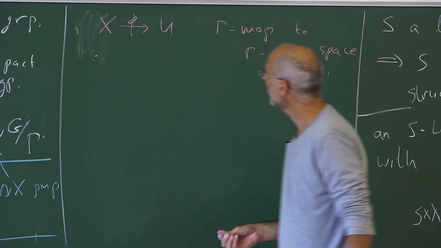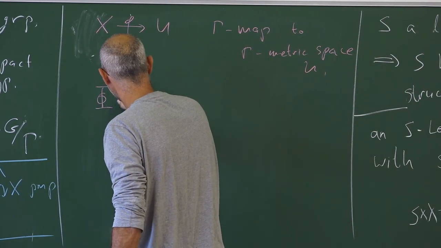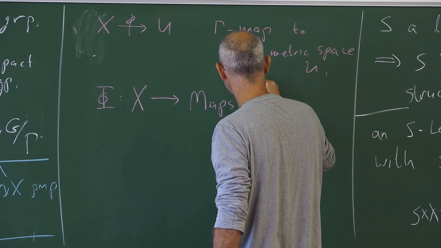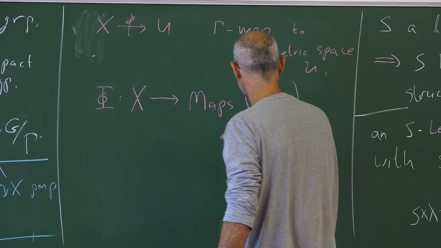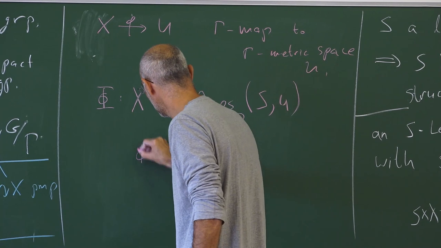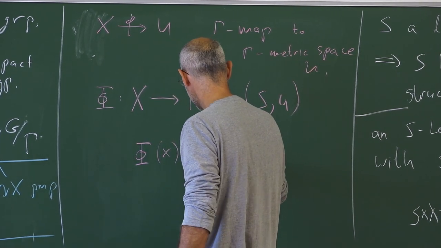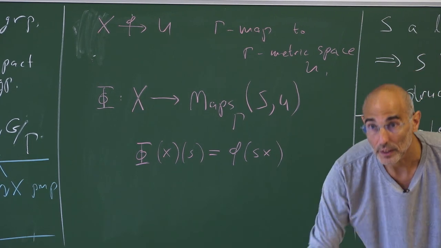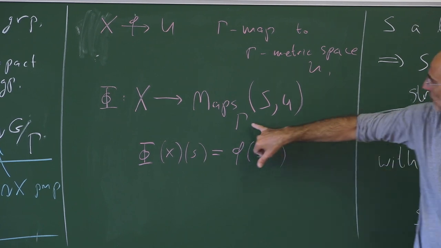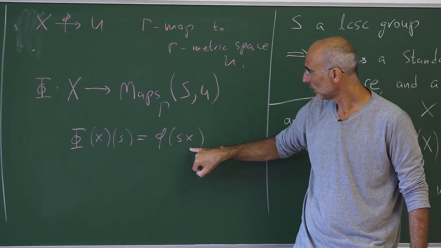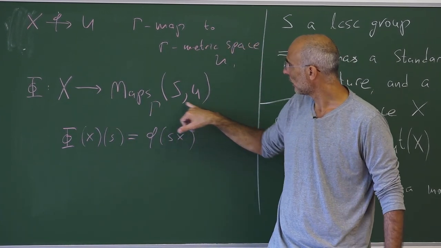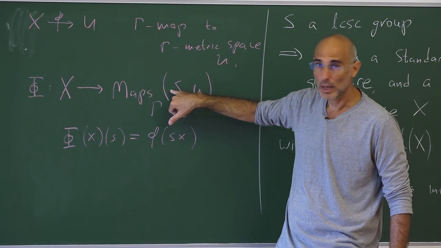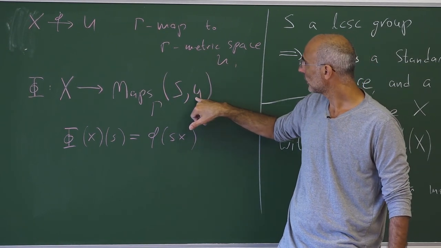Let's call it phi. Then it's easy to arrange maps from S to U, which are gamma equivariant. As follows, big phi of X at S is phi of SX. And now I will not write any further word. You should check that the image of X are gamma equivariant maps with respect to the conjugation, I mean, to the gamma action on the left on S and on U.